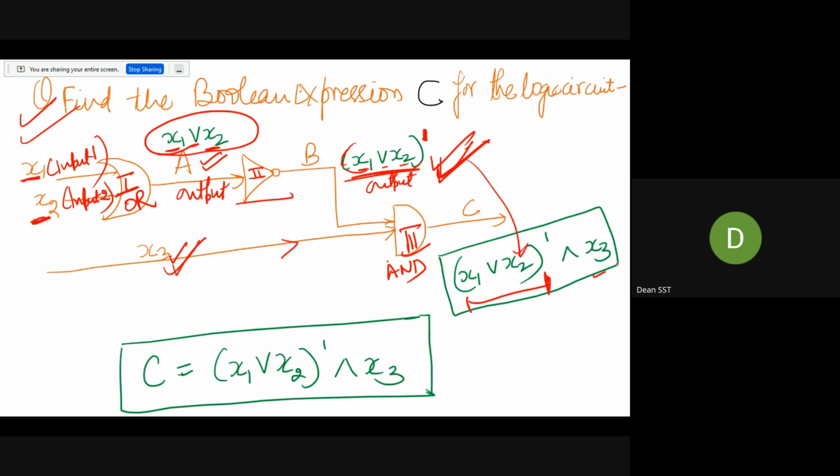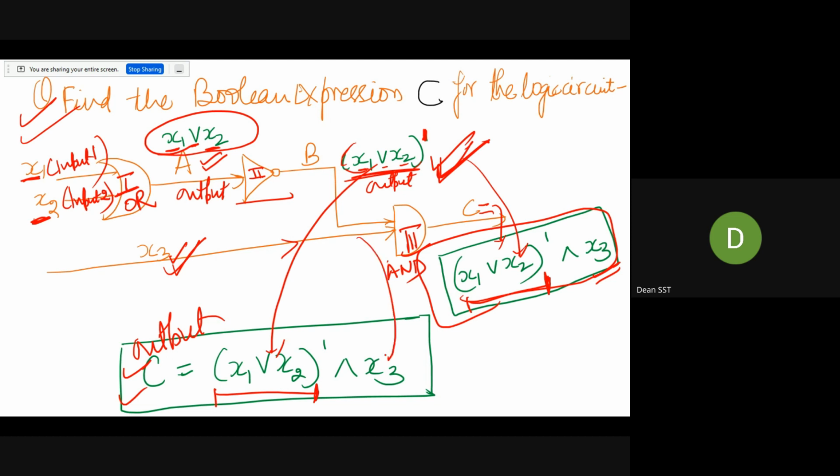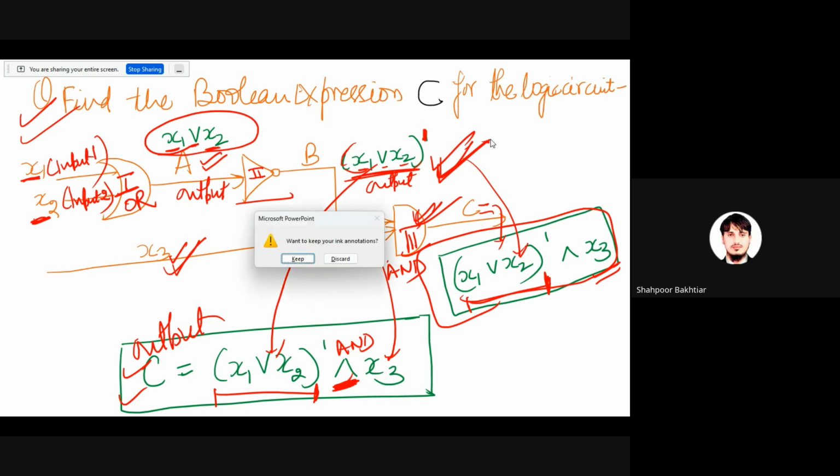And x3. So this is the output. C is equal to this. So we can write C, that is, output is equal to this. And what operation have we performed? We have performed AND. Is it clear? Because the third gate is AND. Is it clear? Class, is it clear? Yes, ma'am. Okay.